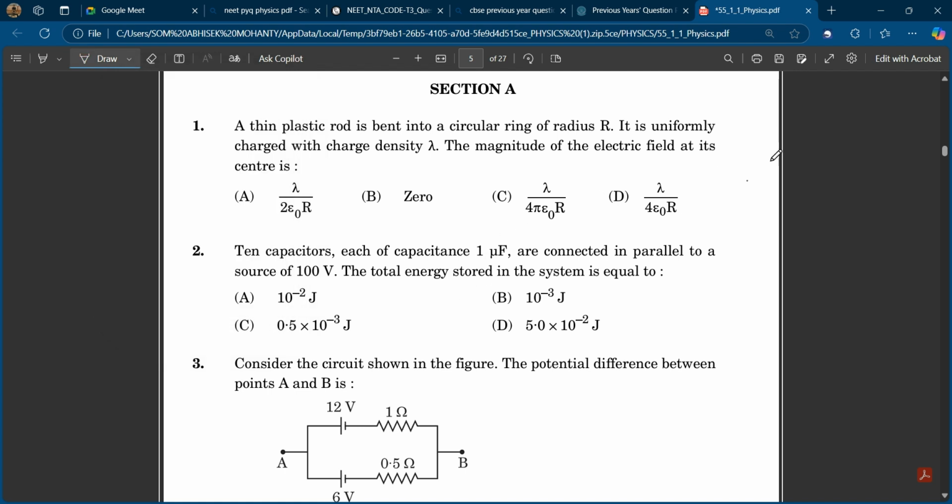A thin plastic rod is bent into a circular ring of radius r. It is uniformly charged with charge density lambda. The magnitude of the electric field at its center is. So this is the question.